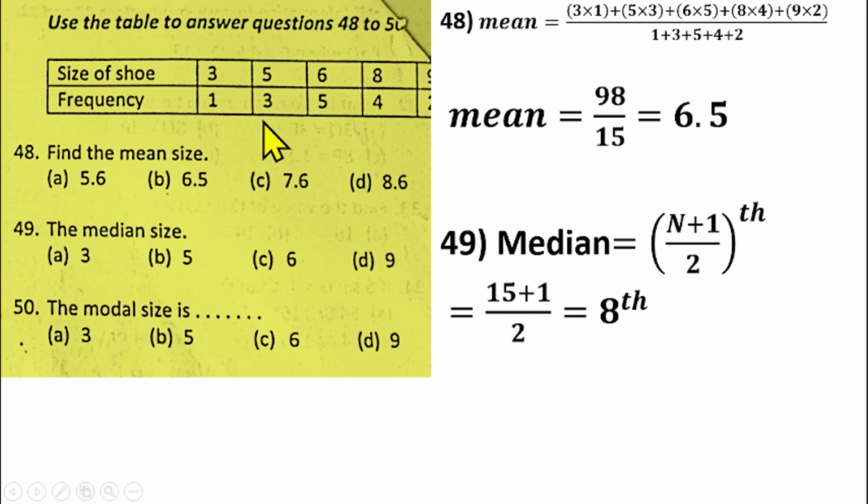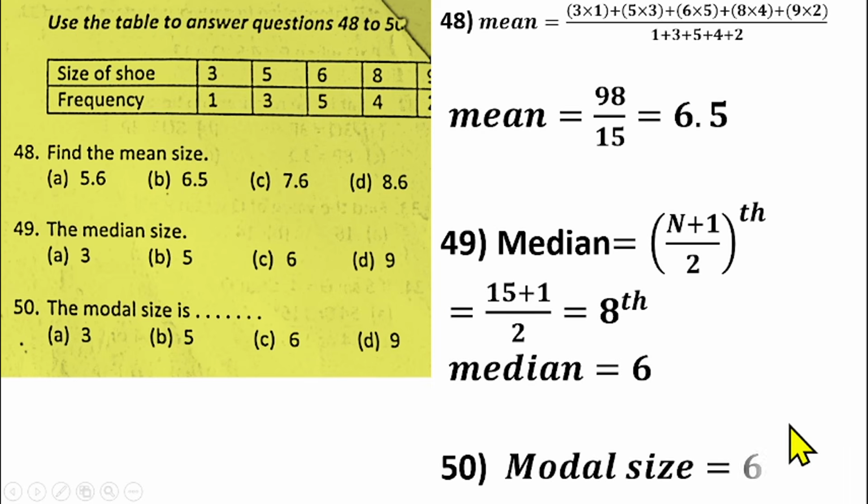1 plus 3 is 4. 4 plus 5 will give us 9. So that means the 8th position will fall at this point. So one of the 6s here is the median. So the median is 6. Then to find the modal size, that is the shoe size with the highest frequency, which is 6 also. So the mode is also 6, which is option C.